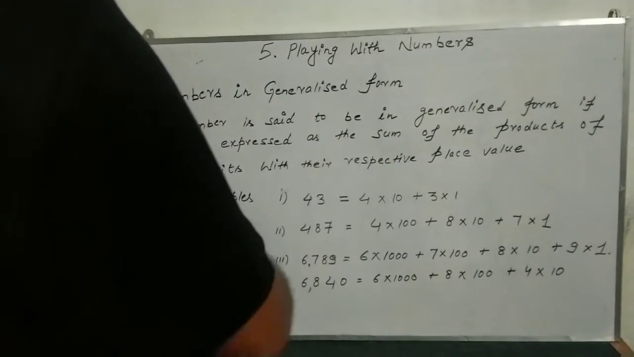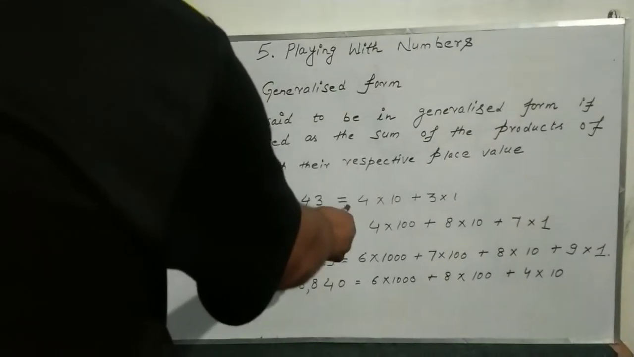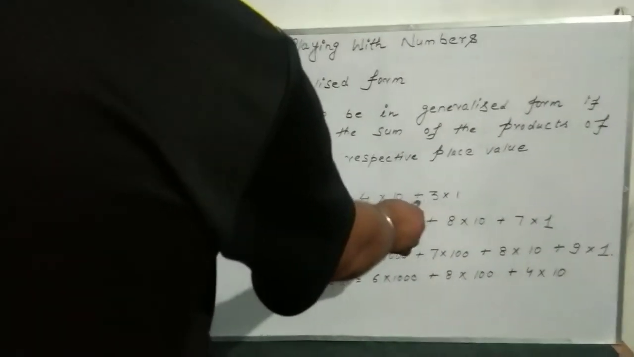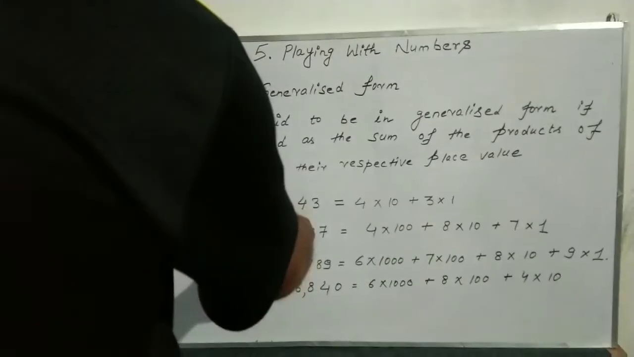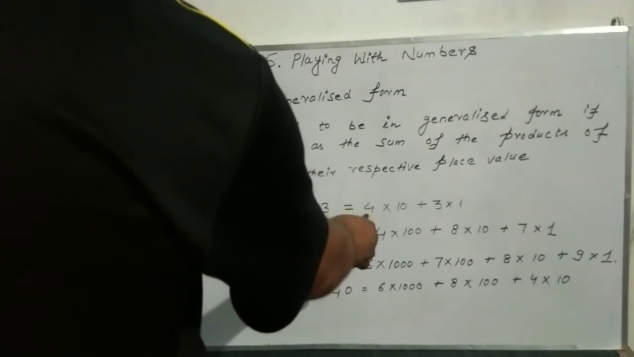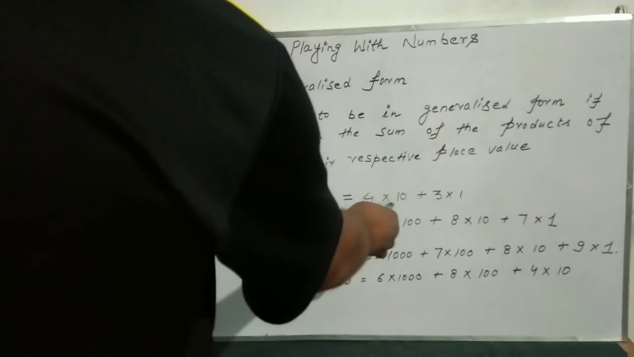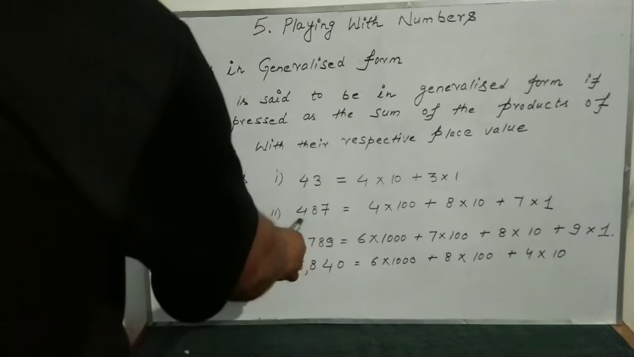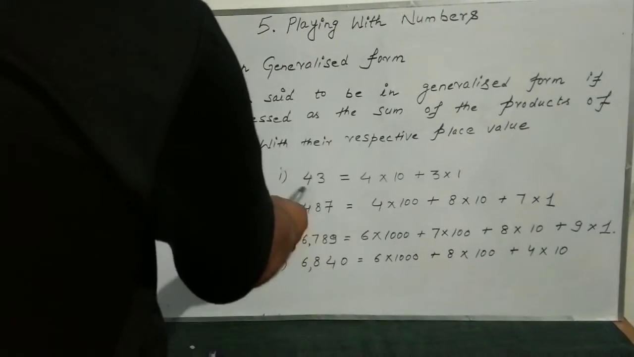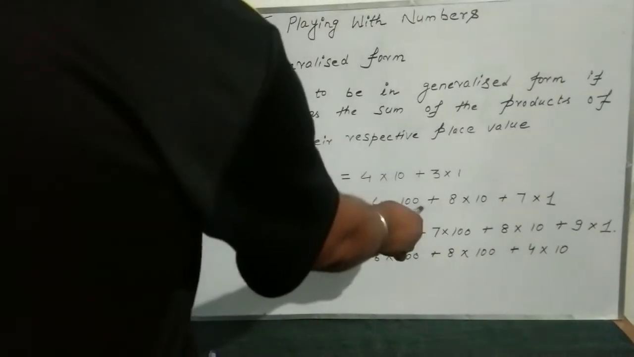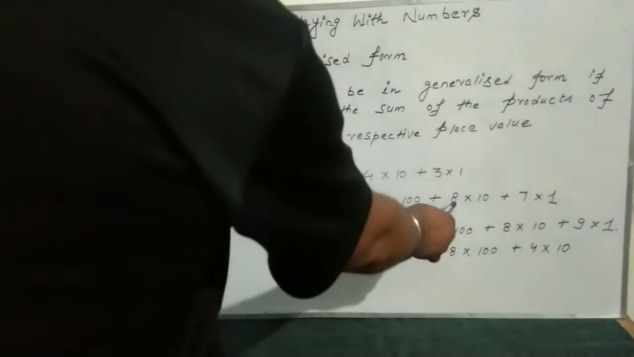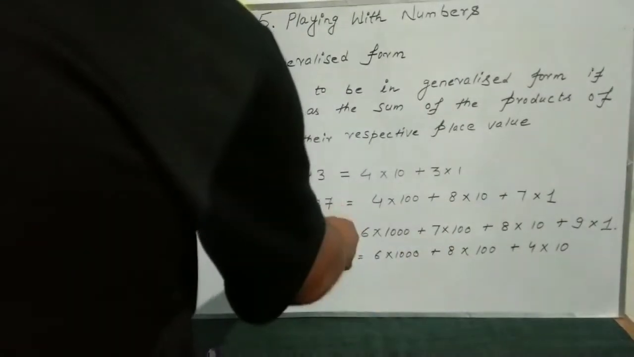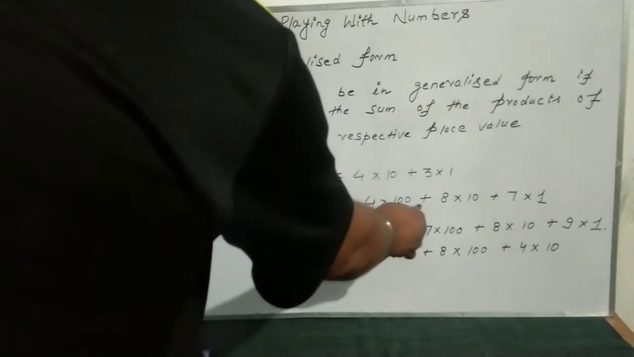For example, example 1, 43. So 43 is equal to 4 into 10 plus 3 into 1, because 4 is on the 10 place, so we will multiply 4 by 10. Similarly, in the second example, we have 487. So 4 on the 100 place, we will multiply 4 by 100. 8 on the tens place, so we will multiply 8 into 10, and 7 on the unit place, so we will multiply 7 with 1. So it will be 4 into 100 plus 8 into 10 plus 7 into 1.